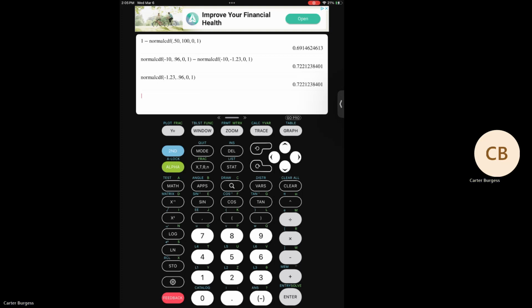It is the exact same thing. So the only semblance of difficulty is trivialized entirely by the calculator. And you just have to make sure that your lower bound is in fact lower and your upper bound is in fact larger, right? As long as you don't mess that up, this is fairly trivial.